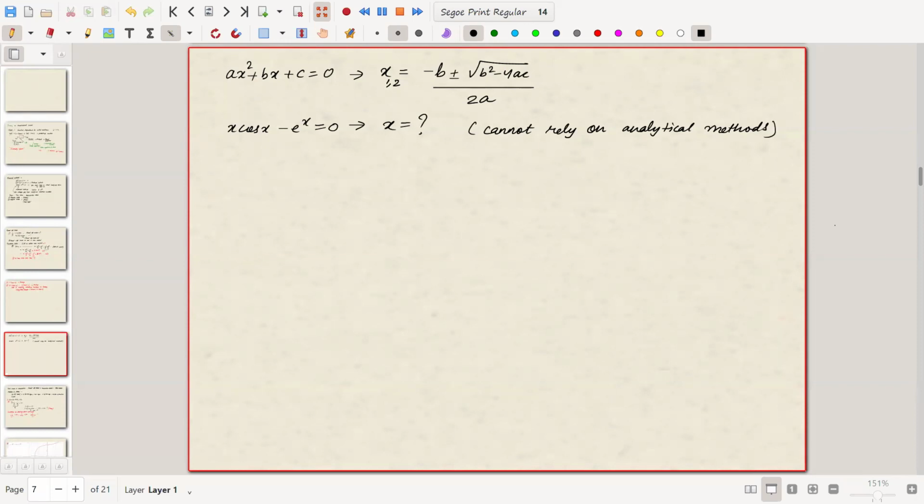Why can you not rely on an analytical method? Is there an analytical method which can solve this? Anyone? No? Okay. So what you can do is solve it graphically. How can you solve it graphically? Let us do this quickly.